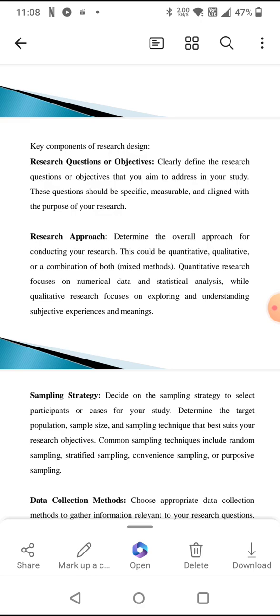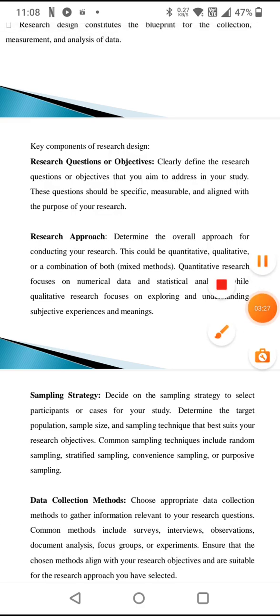So the first one being research question or objectives. What do you mean by that? You need to clearly define the research question or the objectives which you have set for your particular research study, which aims to solve the problem which is being set or to give answers to your questions, right? So it should be specific, measurable, and it also has to be aligned with the purpose of your research.